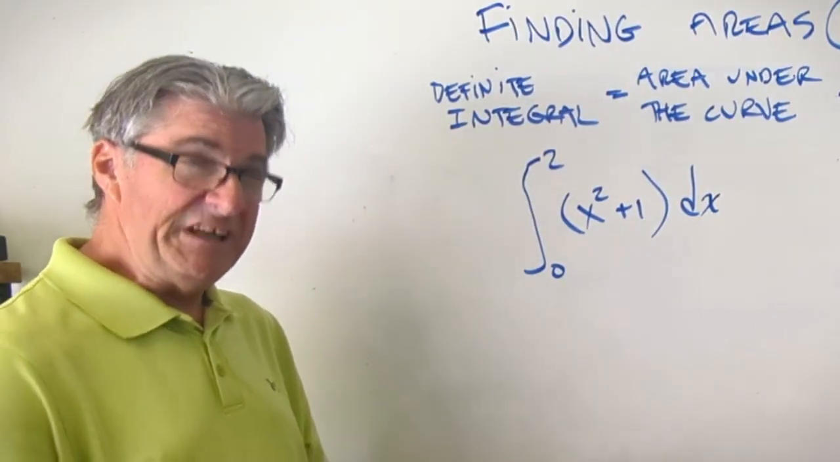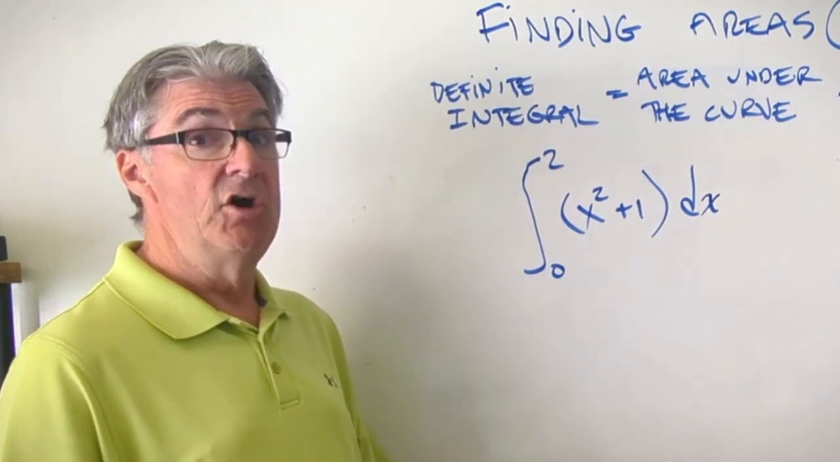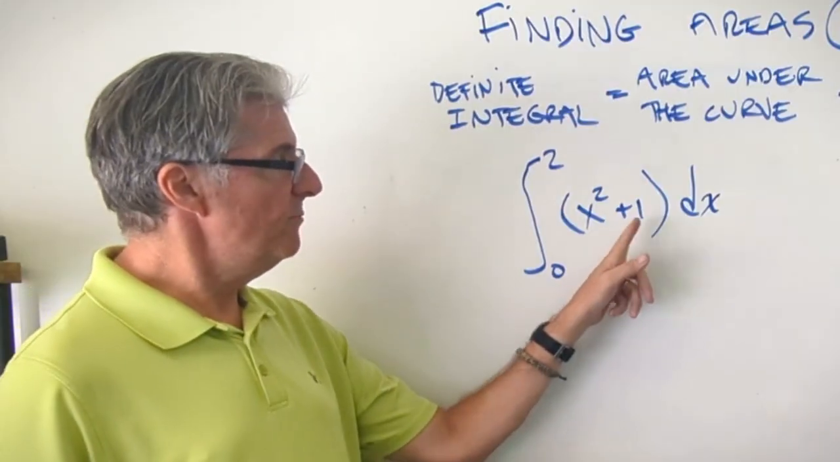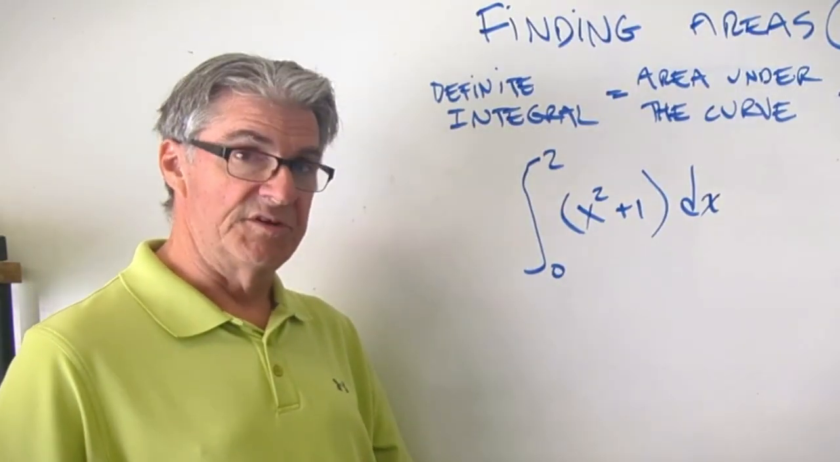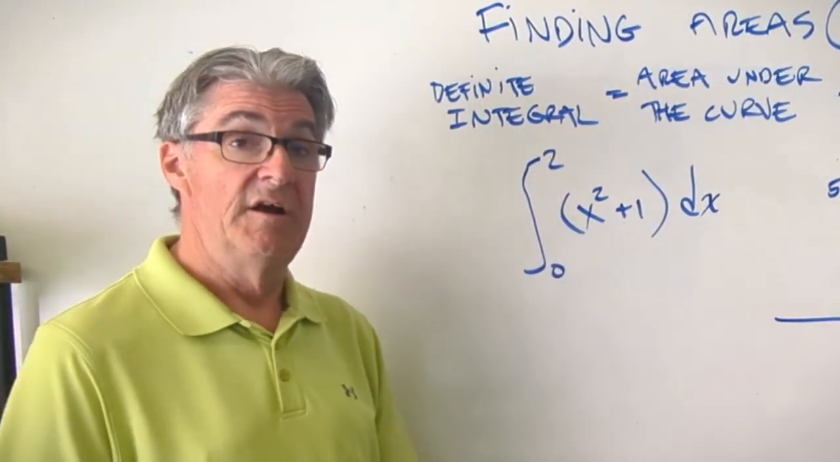So what really helps is to make a graph. In fact, you're going to be prompted from time to time to make a graph. So take a look at that function, x squared plus 1, and see if you can come up with the graph. Okay. This is just a pretty straightforward parabola.